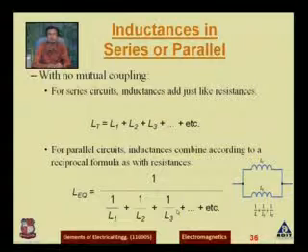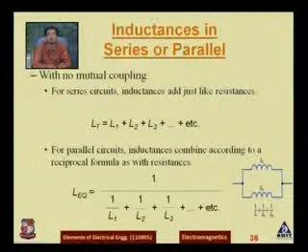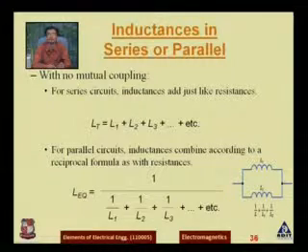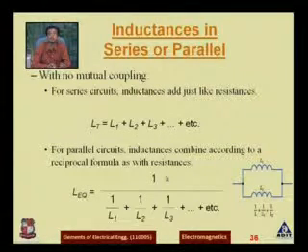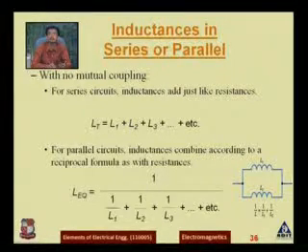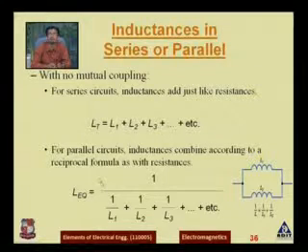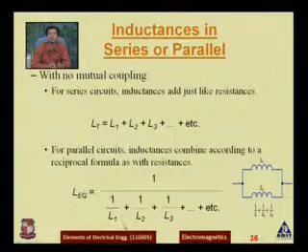So with no mutual coupling, we can write total L is equal to L1 plus L2 plus L3, etc. But for the parallel circuit, inductance can be combined likewise. In that case also, if it is not mutually connected, then we can write it the same way as in resistors, that L equivalent is equal to 1 upon L1 plus 1 upon L2 plus 1 upon L3 likewise.